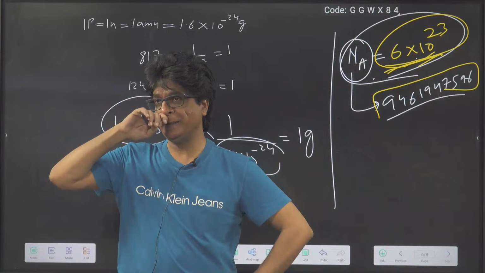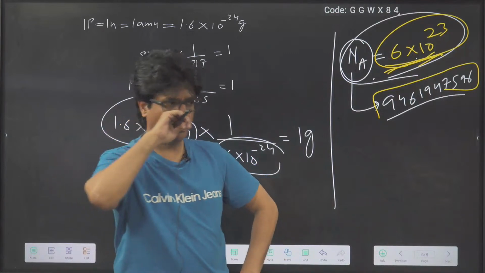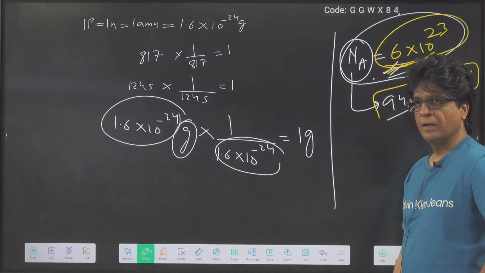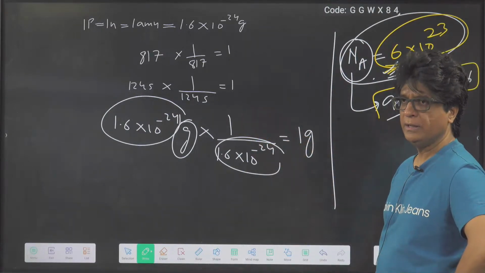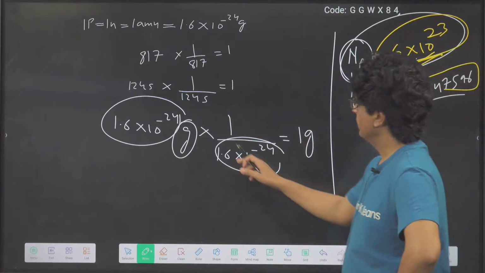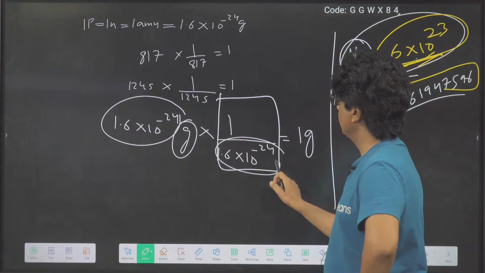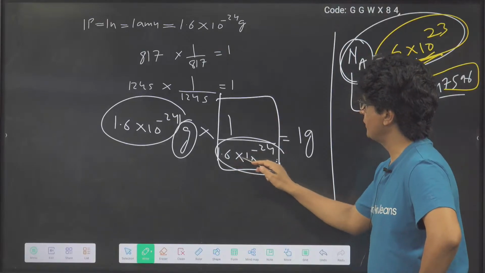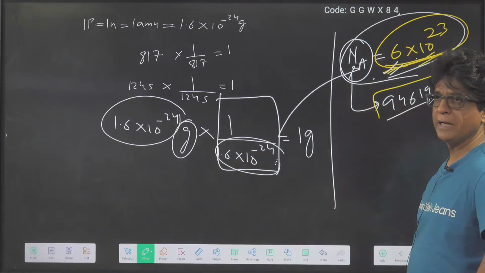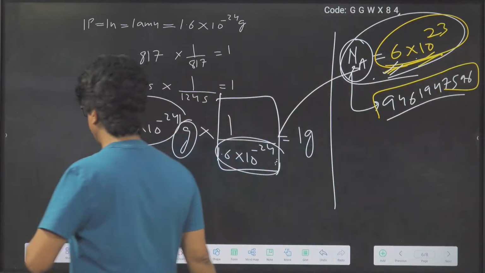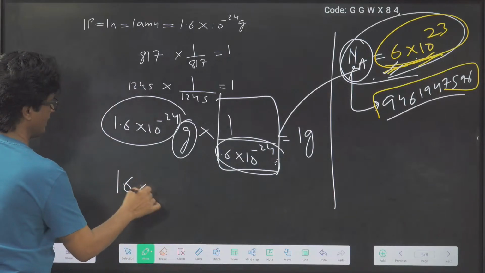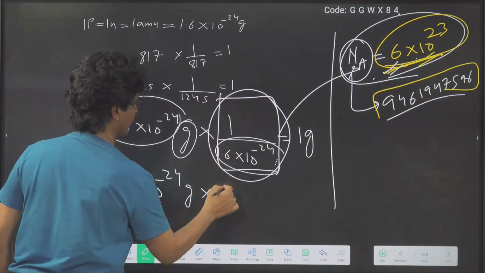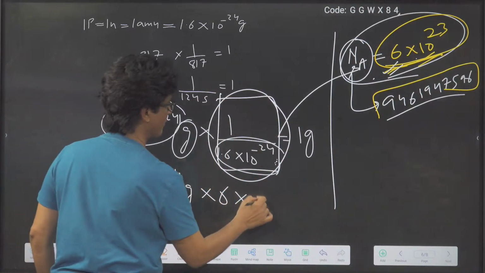Why did scientists boil it down to this value itself, and not any other value? The reason is this: on solving, you will get this value, 1 upon 1.6 into 10 to the minus 24, which is nothing but Na. So the purpose of the scientists was 1.6 into 10 to the power of minus 24 gram into this, and when you solve it, you'll get approximately 6 into 10 to the power of 23.